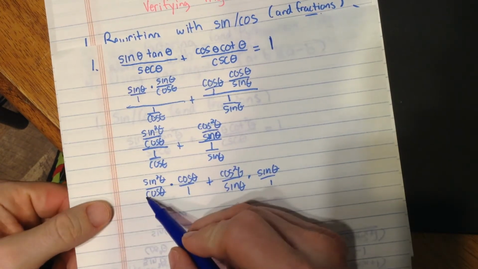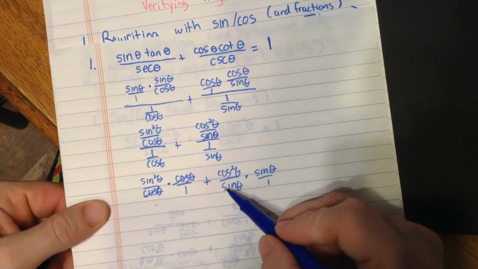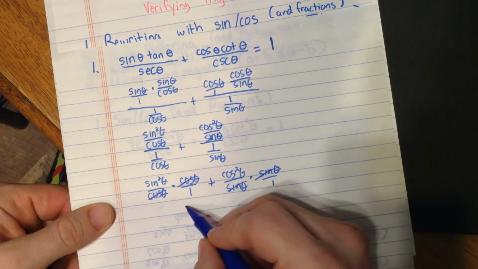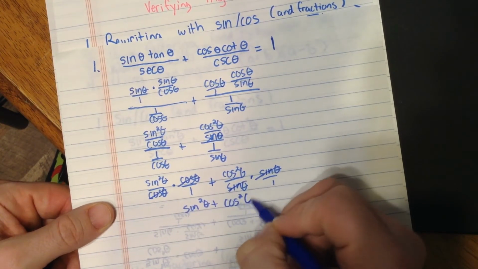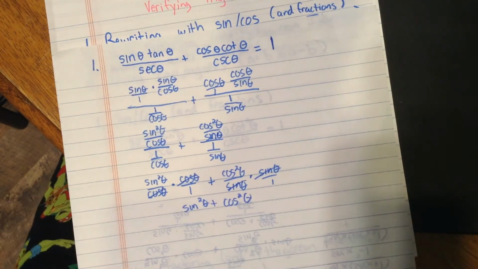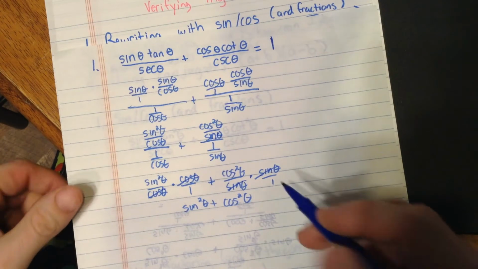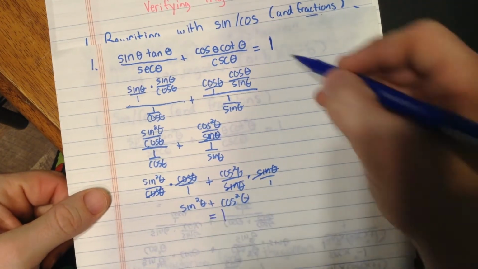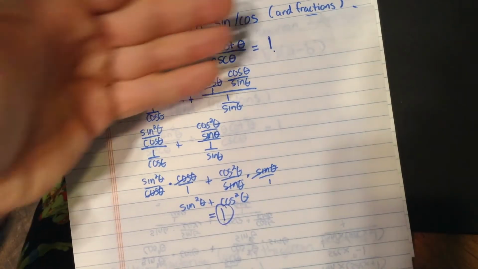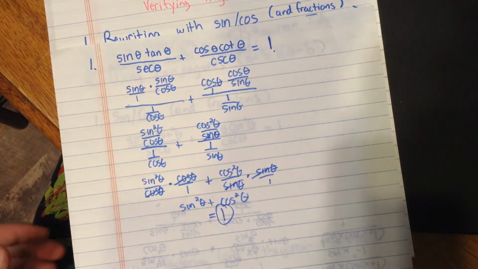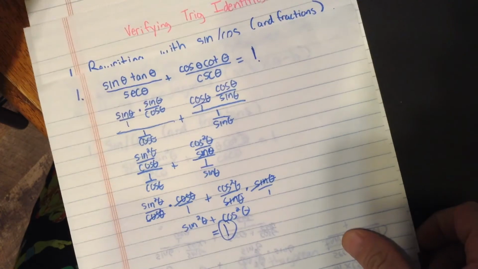These cosines will actually cross cancel or cross divide, and we're going to be left with sine squared of theta plus cosine squared of theta. And if you know your original trigonometric identity, the Pythagorean identity, is sine squared plus cosine squared equals 1. And this checks out with what we started with. We wanted it to equal 1. We've got it to equal 1, so we're done with that problem. Alright, so that's a crazy one, but that's what we do.